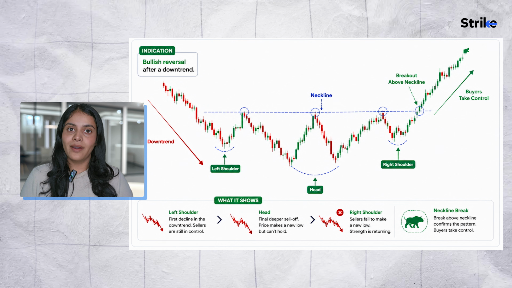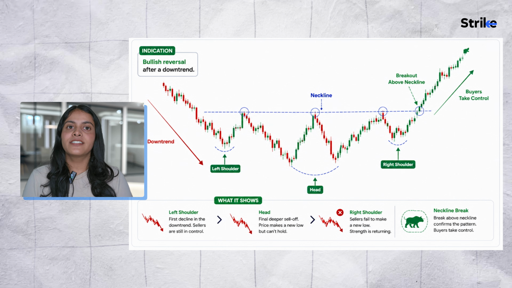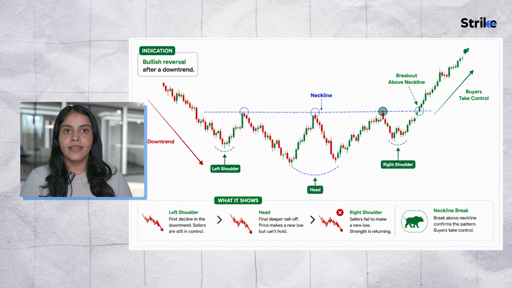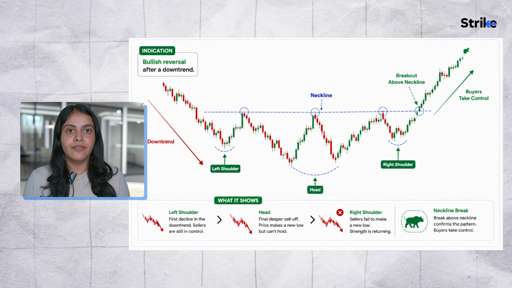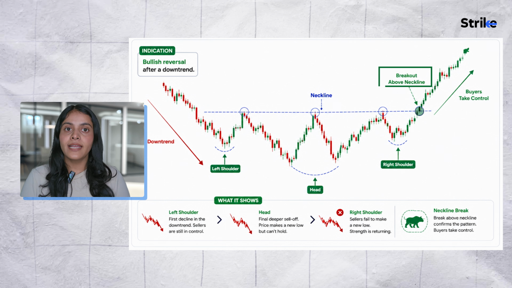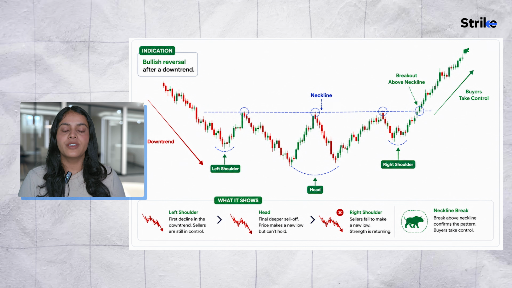Now the important part, the neckline. The neckline connects the swing highs between the shoulder and the head. It acts as the key resistance level. When price breaks above the neckline, that's when bullish confirmation usually comes.